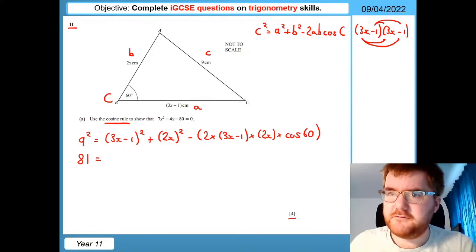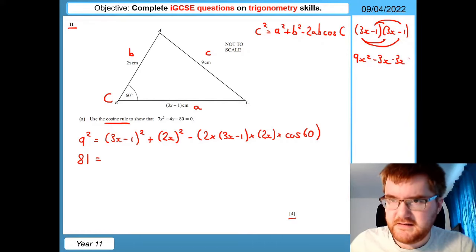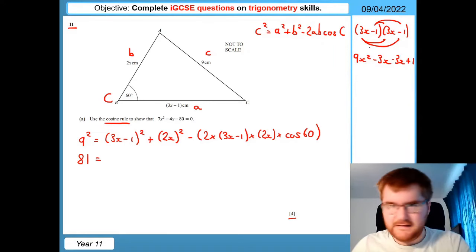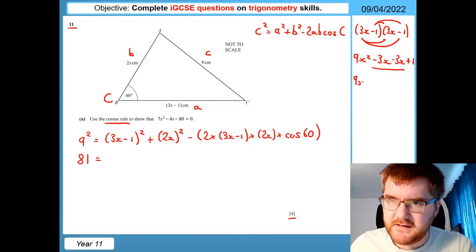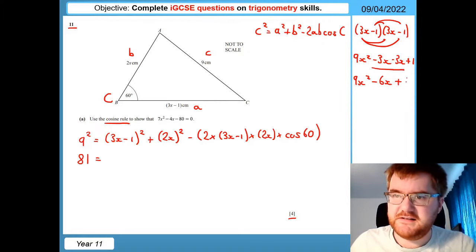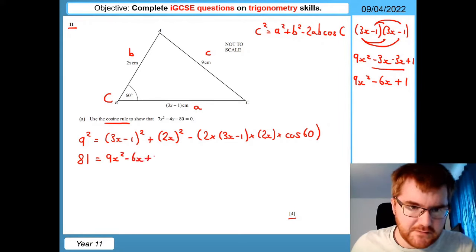So 3x times 3x is 9x squared. 3x times minus 1 is minus 3x. 3x times minus 1 is minus 3x. And then minus 1 times minus 1 is plus 1. Make sure you're very careful with that last one there. If we collect up the like terms, then we get 9x squared, that stays as it is, minus 3x minus 3x is minus 6x, and plus 1 stays the same. So let's pop that in now. So 9x squared minus 6x plus 1.